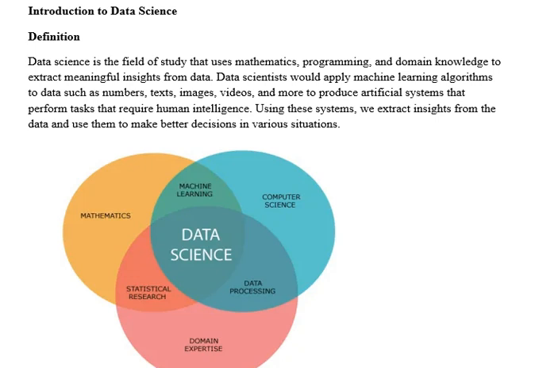As it's written over here, data science is the field that uses mathematics, programming, domain knowledge to extract meaningful insights from data. Data scientists would apply machine learning algorithms to data, such as numbers, text, images, videos, and more to produce artificial systems that perform tasks that require human intelligence.